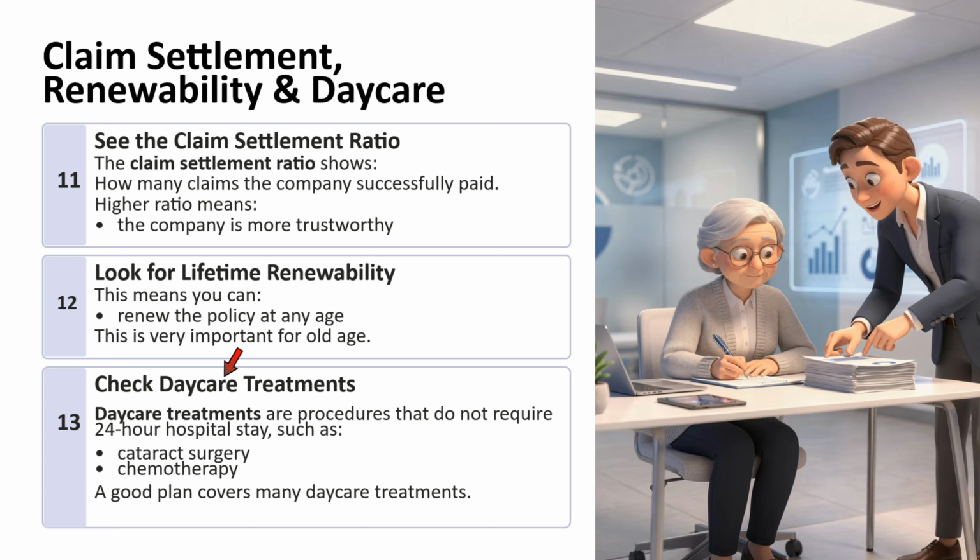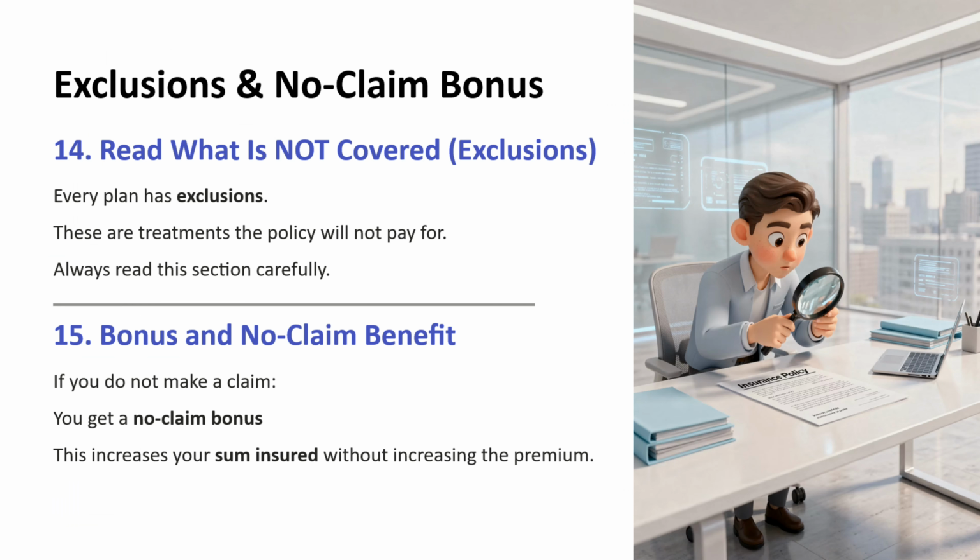Step 13. Check daycare treatments. Daycare treatments are procedures that do not require a 24-hour hospital stay, like cataract surgery and chemotherapy. A good plan covers many daycare treatments. Step 14. Read what is not covered. Every plan has exclusions. These are treatments the policy will not pay for. Always read this section carefully.